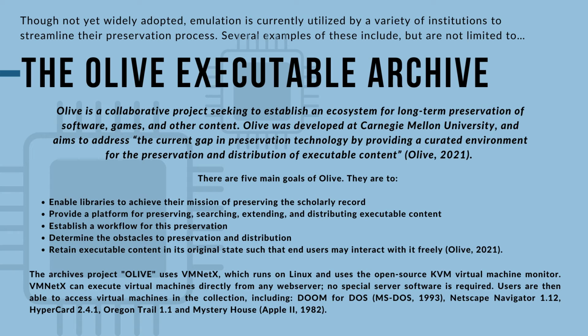The Archives project, Olive, uses VMNetX, which runs on Linux and uses the open source KVM virtual machine monitor. VMNetX can execute virtual machines directly from any web server. No special server software is required. Users are then able to access virtual machines in the collection, including Doom for DOS, MS-DOS 1993, Netscape Navigator, HyperCard, Oregon Trail, and Mystery House, which ran on an Apple II computer in 1982.